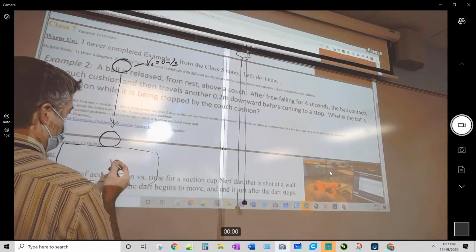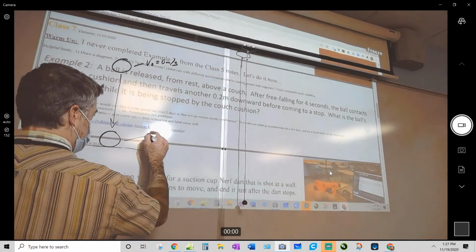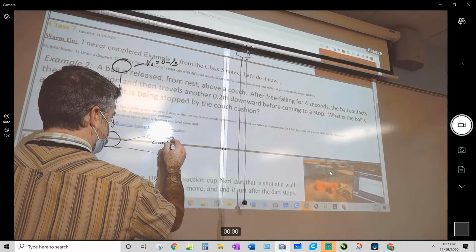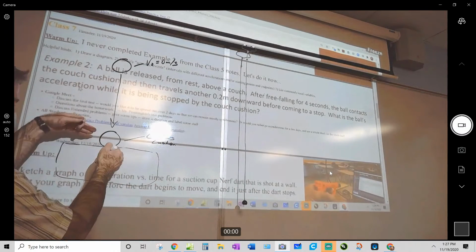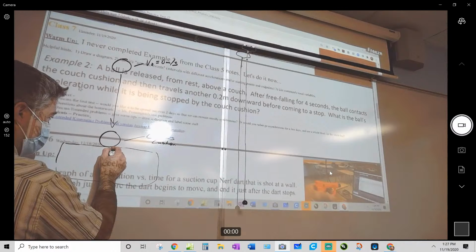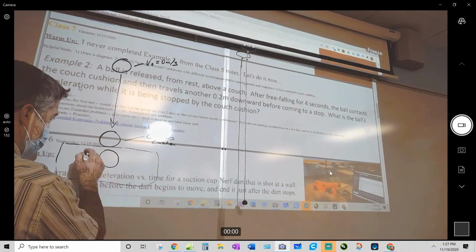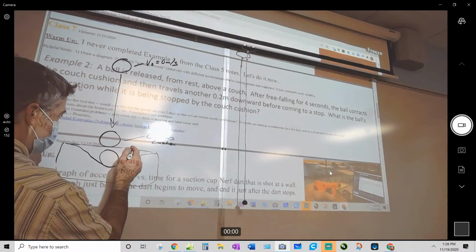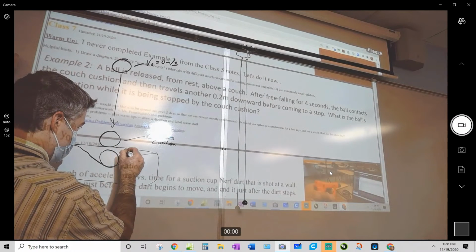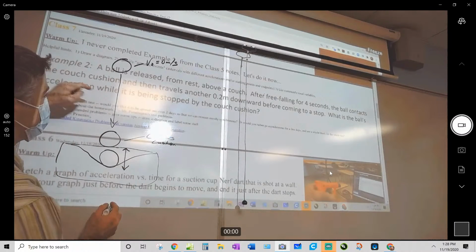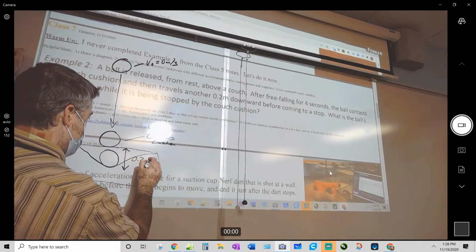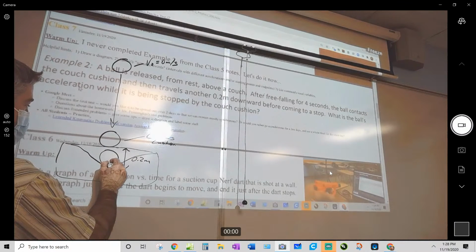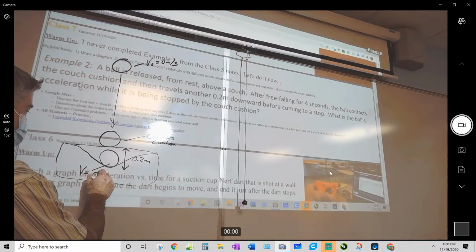So let's see. Contacts cushion. I don't really need that label in there. I'm just doing it to be extra clear. And then it doesn't stop moving. It keeps on moving a little farther until it stops. And when it does that, the cushion just sort of deforms like this. So this distance from there to there is given. It's 0.2 meters. That's how far it travels between when it first contacts the cushion until it comes to rest. And this velocity is 0 because it's come to rest.